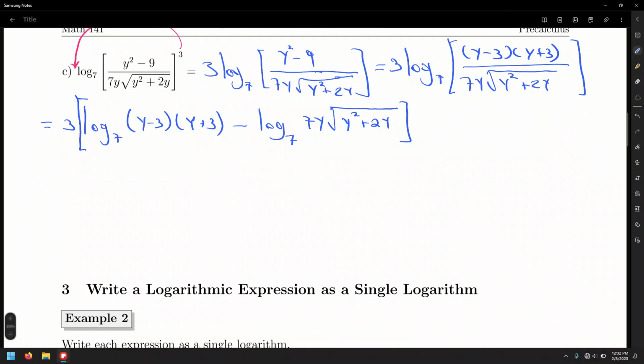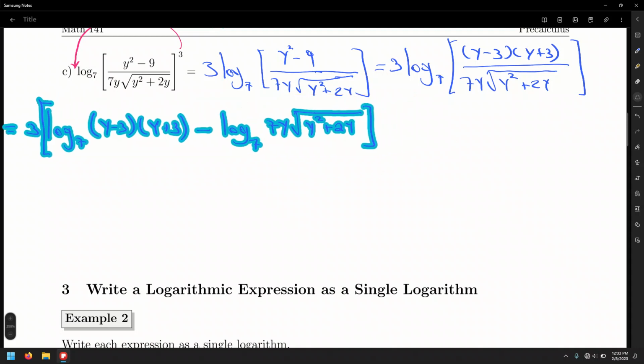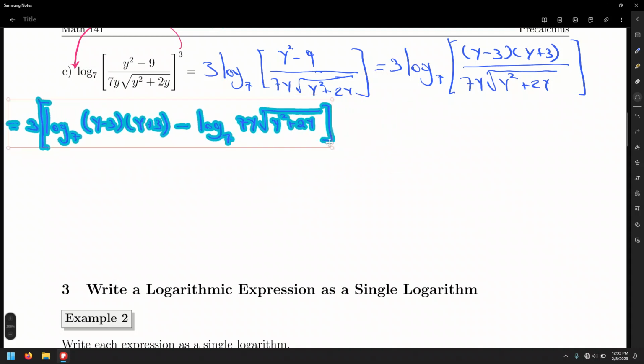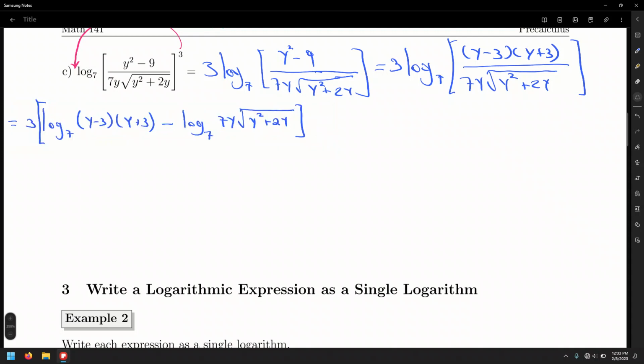By the product rule, we can write this as... let me see if I can make this smaller. I'm going to need more space. All right, so this will be 3 times bracket, by the product rule, log base 7 of y minus 3 plus log base 7 of y minus 3. And then minus, careful with this minus, because this minus ultimately will affect everything over here. In fact, I changed my mind. I'm going to write it in the next line to ensure I have all the space needed.